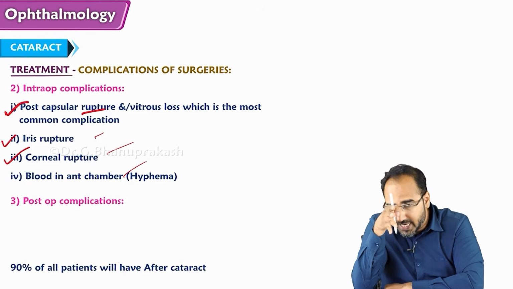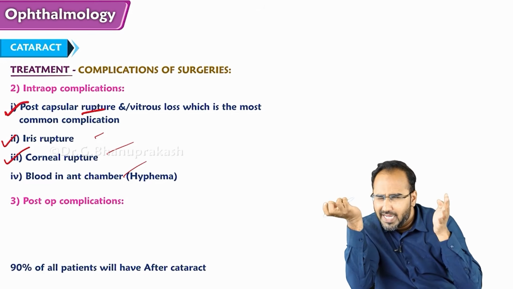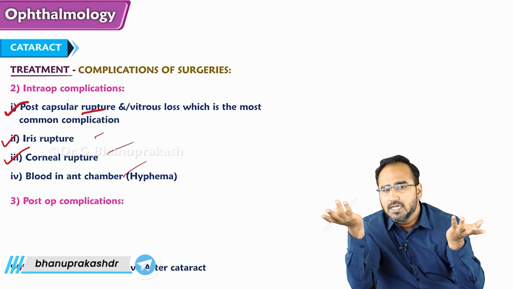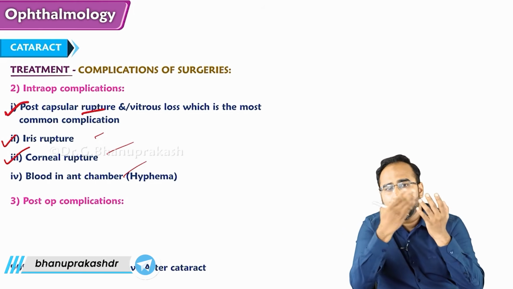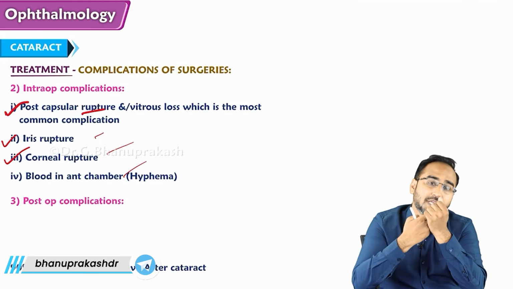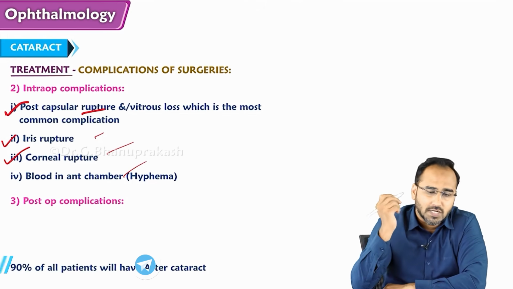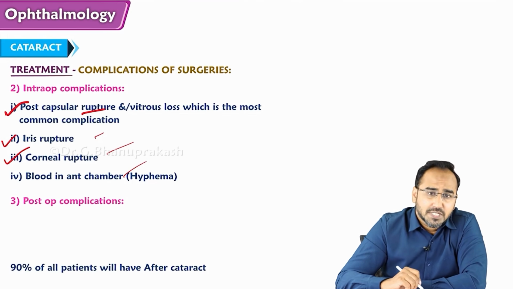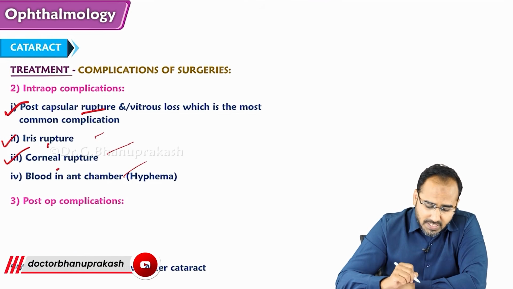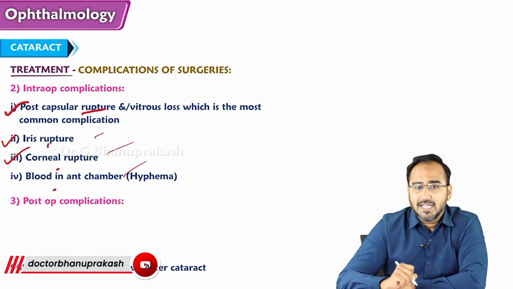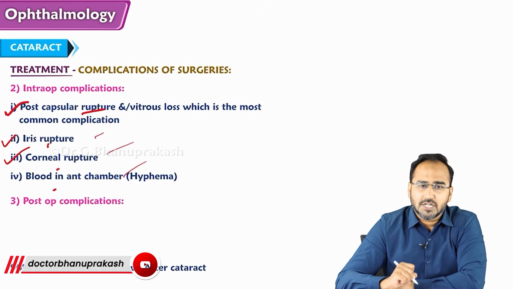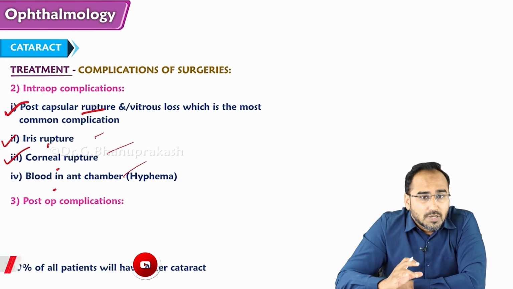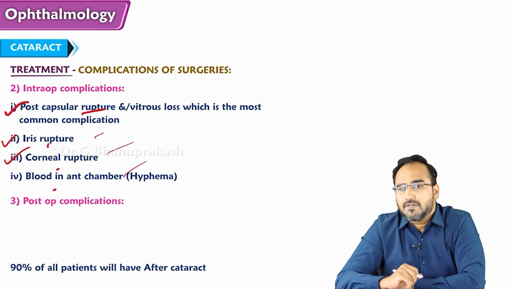You take an incision on the anterior capsule, remove the lens, but while taking an incision, the posterior capsule is also ruptured. Sometimes due to the posterior capsule, sometimes you might go into the posterior segment, that leads to vitreous loss also. So vitreous loss could occur, posterior capsular rupture could occur, iris rupture could occur, corneal rupture could occur, blood in the anterior chamber. Collection of blood in the anterior chamber is called as what? Hyphema. This all could occur as intraoperative complications.